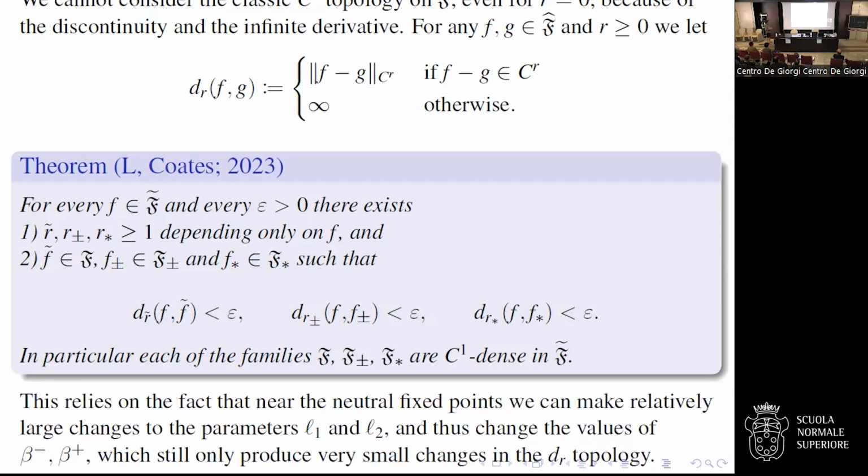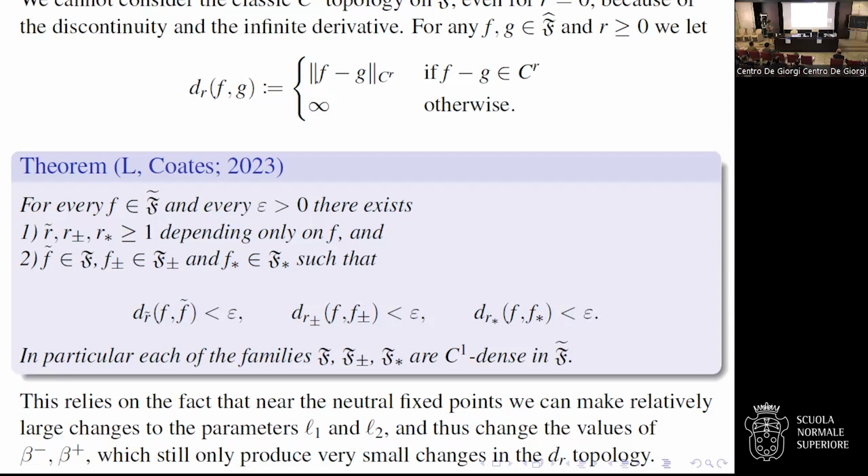So this relies on the fact that near the neutral fixed points, we can make relatively large changes to the parameters L1, L2, because that's what you do when you approximate here, right? So you take a map, say without physical measures, so beta 1 and beta 2 are big, and you want to approximate it with a map which has a probability measure equivalent to Lebesgue. So you need to approximate it with a map where beta minus and beta plus are less than 1, and you can do that by changing L1 and L2 quite easily, okay?